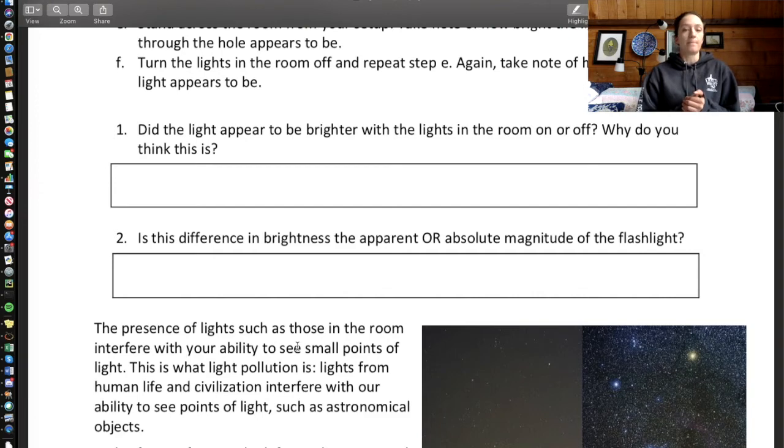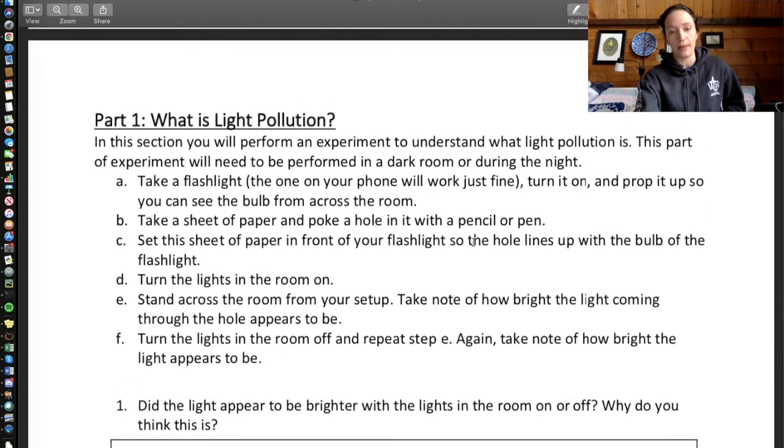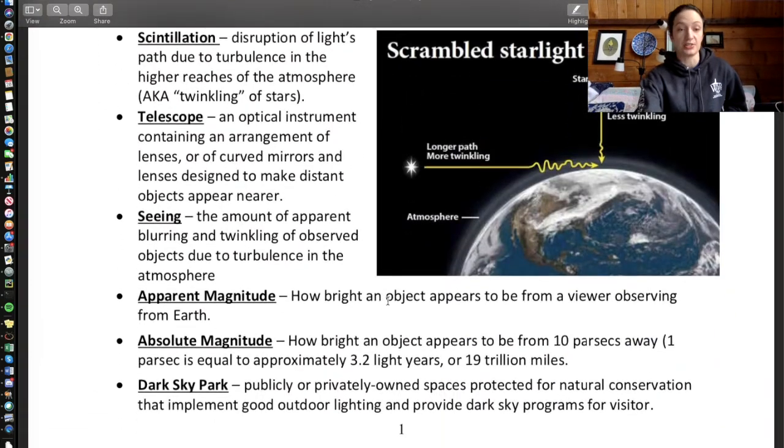So then question 2 asks, is this difference in brightness between when the lights in the room were on or off the apparent or the absolute magnitude of the flashlight, aka your simulated little star? That light that you're seeing, is that the apparent or the absolute? Now, to understand this, you need to understand what apparent magnitude is and what absolute magnitude is. And they're given in the definitions on the first page.